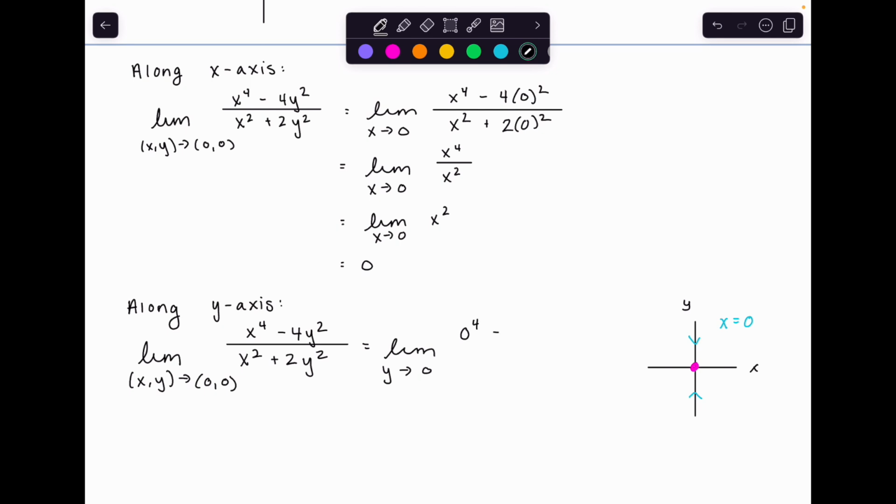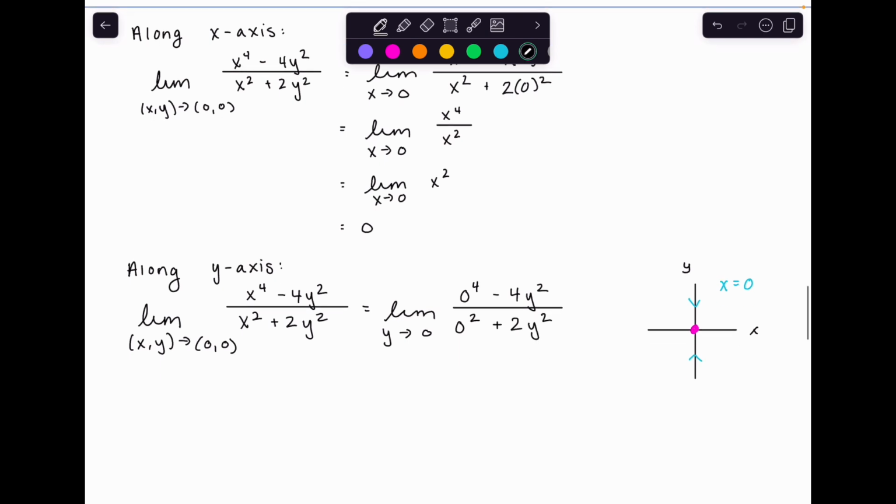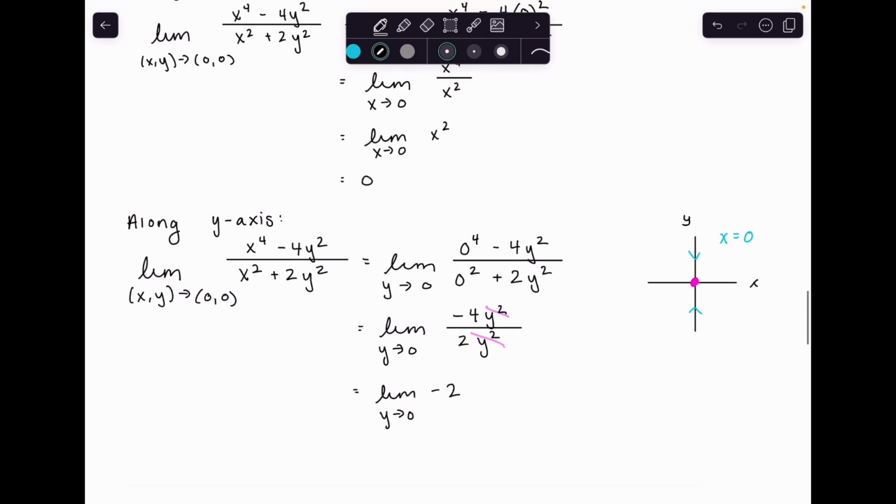And this will give me 0 to the 4th minus 4y squared over 0 squared plus 2y squared. And then simplifying this, that gives me negative 4y squared over 2y squared. And then some nice stuff happens. You've got y squared over y squared. That just cancels out. And this gives me the limit as y approaches 0 of negative 4 over 2, which is negative 2. So this limit is overall negative 2.